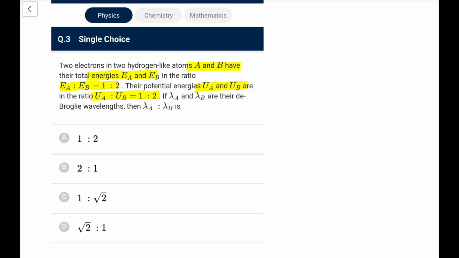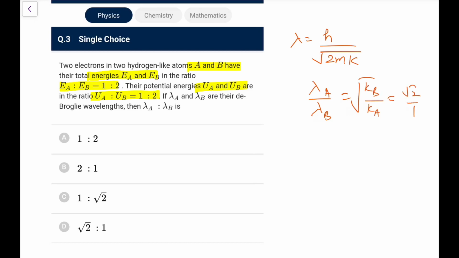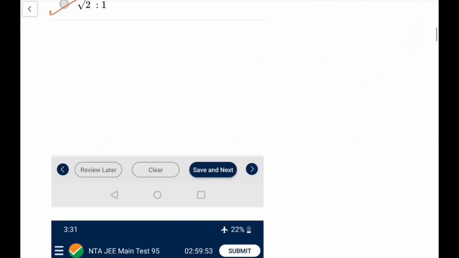So if their energies are in this ratio, the kinetic energies will also be in the same ratio. So lambda we can write as h upon root 2mK. So lambda would be 1 by root K. So lambda A by lambda B would be root of Kb by Ka. So you can write it as root 2:1. Go for option D because the ratio of the energies K, U and E remains the same.